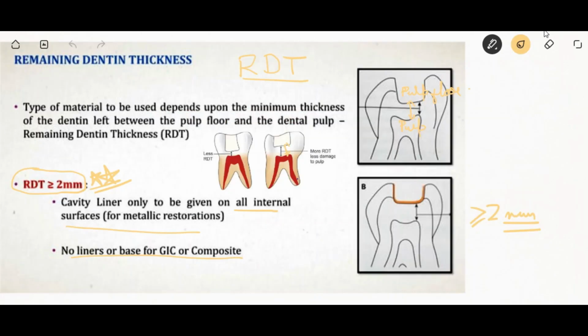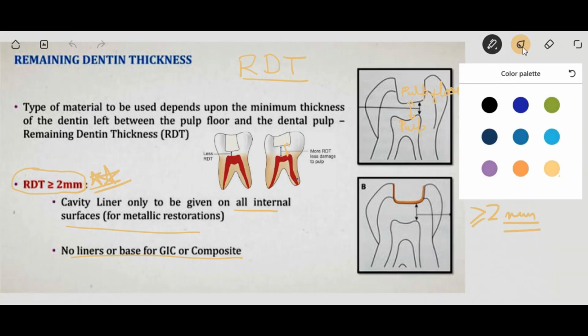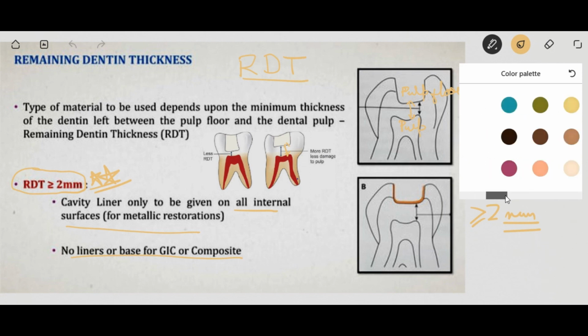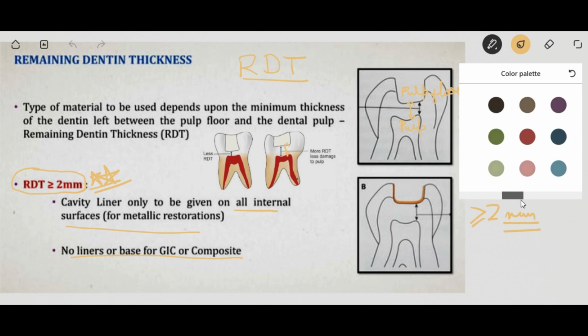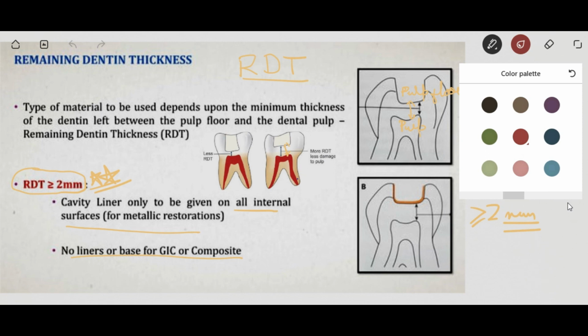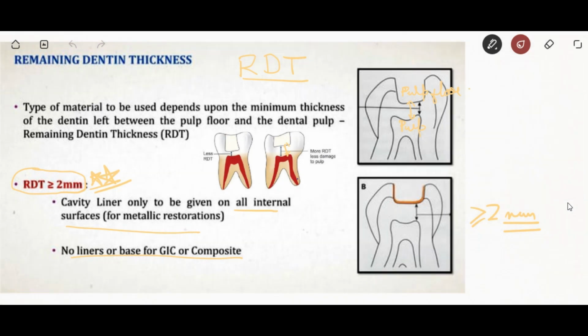What is remaining dentine thickness? Suppose this is the pulp floor. The remaining dentine thickness is the minimum thickness of the dentine left between the pulp floor and the dental pulp. So this minimum thickness of dentine between the pulp floor and the dental pulp is the remaining dentine thickness.